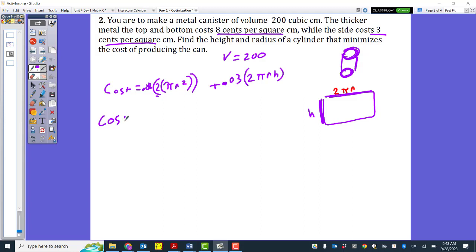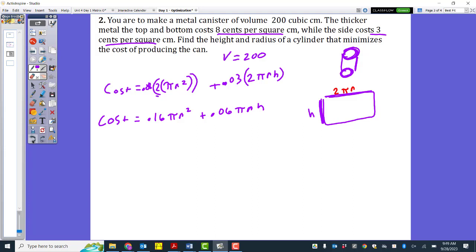So let's go ahead and rewrite this. So 0.16 pi r squared plus 0.06 pi r h. And notice this equation is close to being able to take the derivative of, but we have the h here, or the r, whichever one you don't like. Either way, we got to get rid of one of them. We can't keep both of them in there. So, actually, we're trying to minimize the cost. I think I said maximize earlier. We're trying to minimize the cost. So we need to find a way to replace the h.